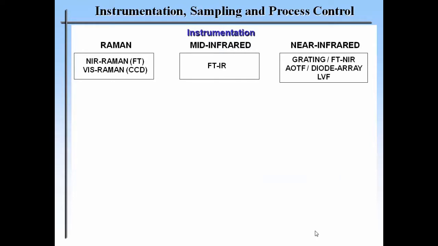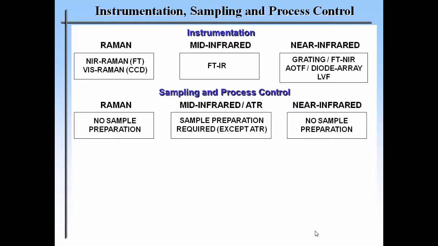Instrumentation, sampling, and process control. In mid-infrared, we are focusing primarily on Fourier transform infrared. You have a large variety of techniques in near-infrared: grating, Fourier transform, acousto-optic tunable filters, diode array, or linear variable filter. And in Raman, you have either the NIR excitation or the visible excitation. And you use Fourier, in some cases, Fourier transform technique or charge-coupled devices.